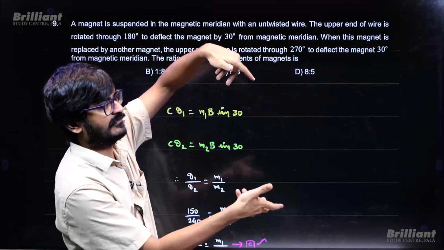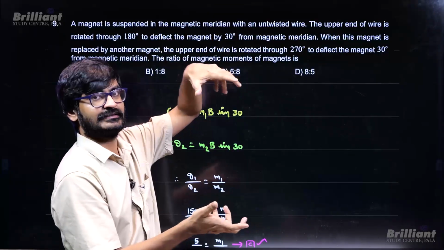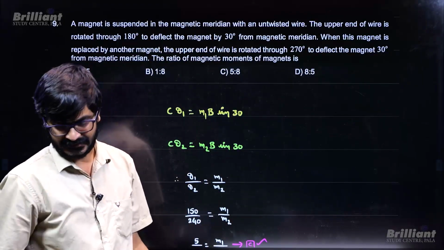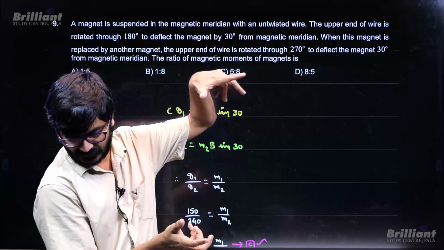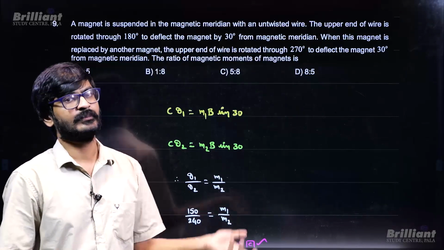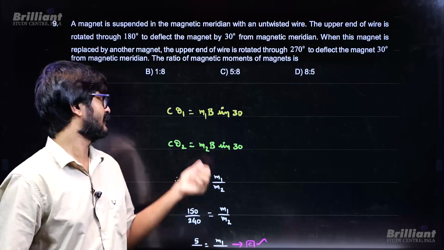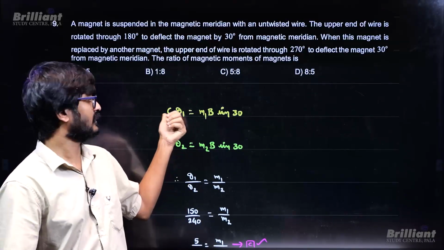See, if both rotate by 180 degrees, there is no twist, right? If there is a twist of 30 degrees and 180 degrees, the overall twist is 150 degrees. In the second case, the bottom is rotated by 30 degrees and the top is rotated by 270 degrees, so the twist is 240 degrees. Torque will be proportional to the twist, and that constant is C, the torsional constant, right?